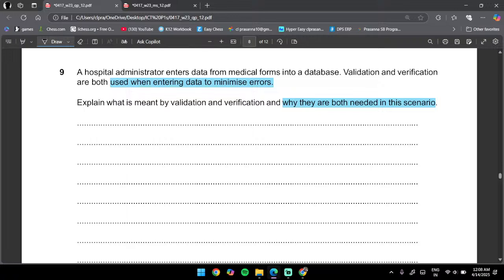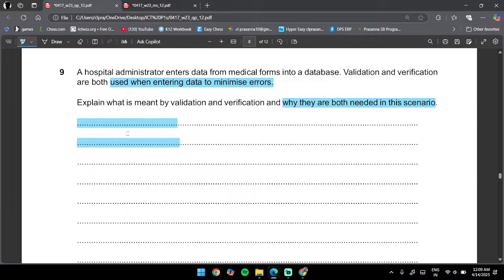Validation ensures that the data you're entering makes sense and fits within a particular criteria that has been set. That's validation. Verification is when you're copying data from an original. Verification is the process of ensuring that the data being copied from an original document or original place is copied exactly as it is, without errors. What I can also say about verification is that it's ensuring that when you're entering data, it is entered correctly and accurately without errors.